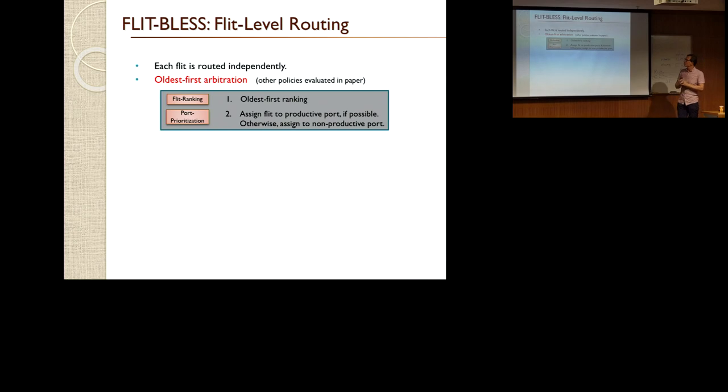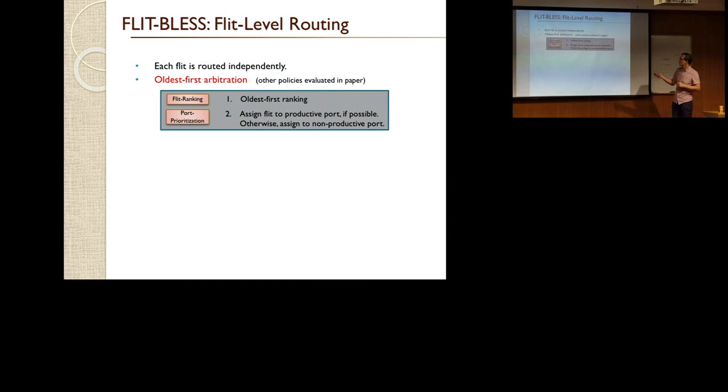Then the question is, how do you do the ranking? So this is the FLIT-BLESS, flit version of it. I'm not going to cover the wormhole, WORM-BLESS, version of it. Basically, each flit is routed independently, meaning there's some overhead for that. And you have all this oldest first arbitration. Why do we do oldest first arbitration? We want to ensure livelock freedom, basically, in this case.